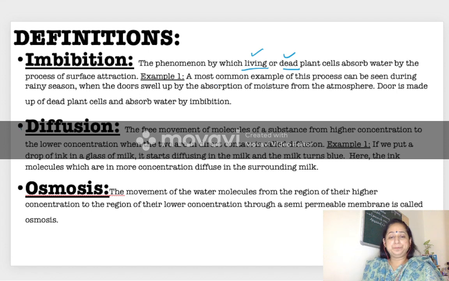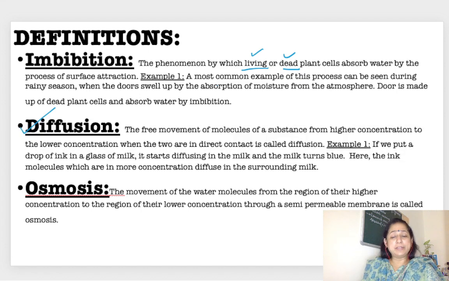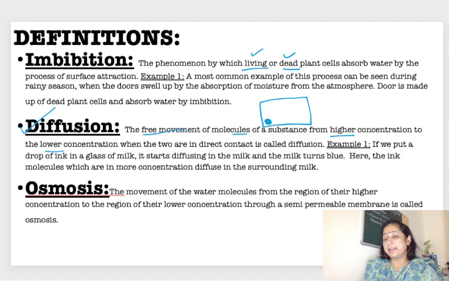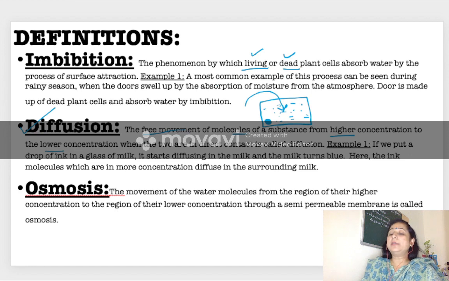Then is diffusion, the second definition. Now the free movement of the molecules of substances from higher concentration to lower concentration. For example, suppose we have a container here, and in this container suppose I am keeping some blue color dye, and this is filled with water. Another simple example is, if I put ink in water and stir it, the ink molecules will spread throughout the water and the water will turn blue.